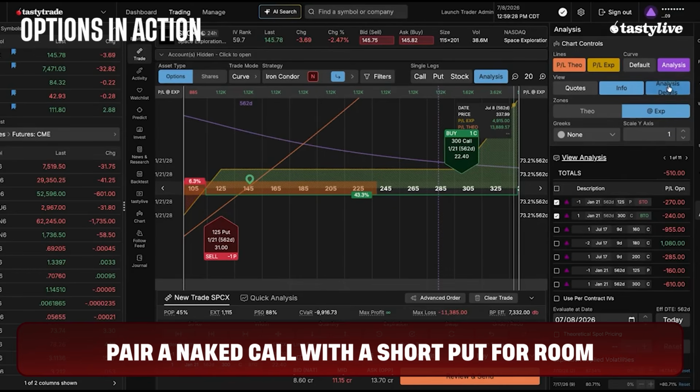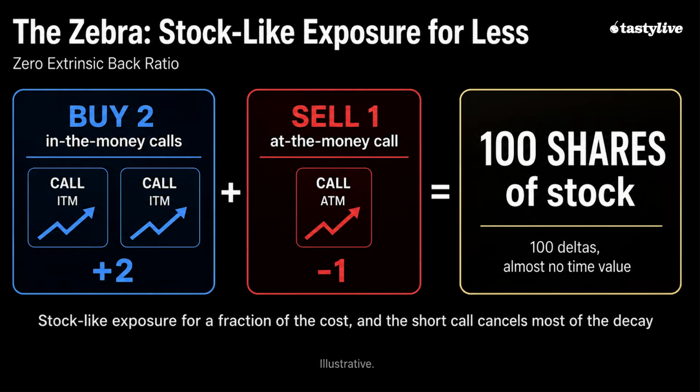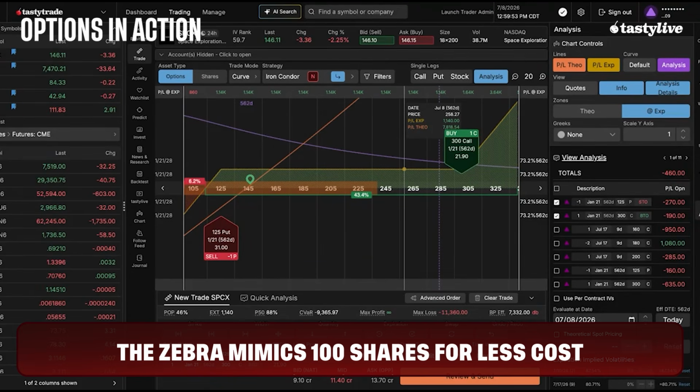So these are the types of things that options give you. They give you the leverage if you're trying to buy premium and you don't want to put up the same amount of capital as owning 100 shares of stock. That's where the zebra strategy came in, the zero extrinsic back ratio strategy, where you're buying 2 in-the-money calls, selling an at-the-money call to eliminate almost all or all of the extrinsic value, and it gives you a nice vertical representation of 100 shares of stock with a fraction of the risk.